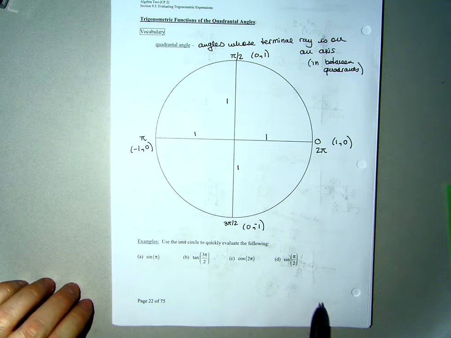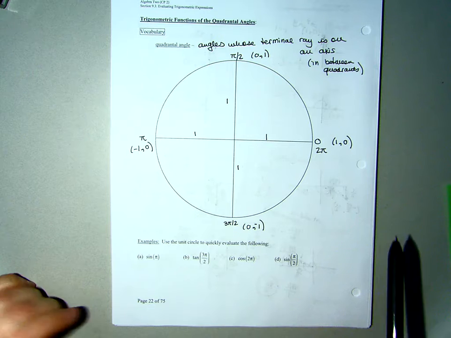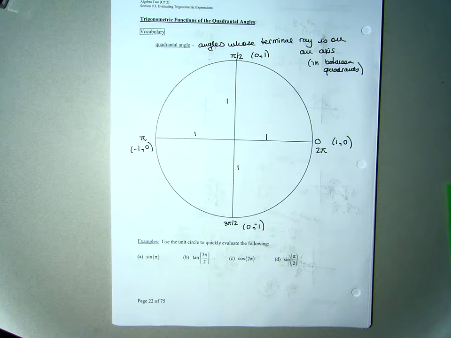I would like you to do the problems on the bottom of the page. Find the sine of pi, the tangent of 3 pi over 2. Well, you already have the angles. You already have the coordinates. Go to the right angle. Pick out the right coordinates. You know your radius is 1. Finish this off. Try those 4 problems quickly right now.